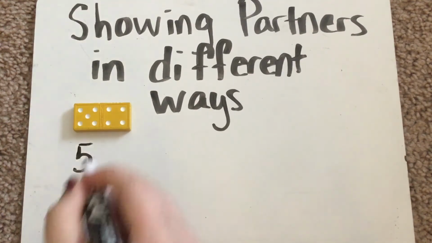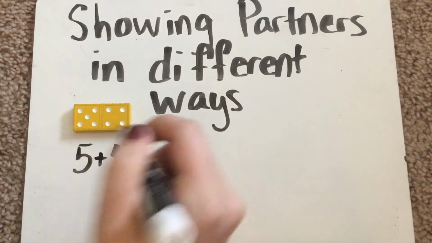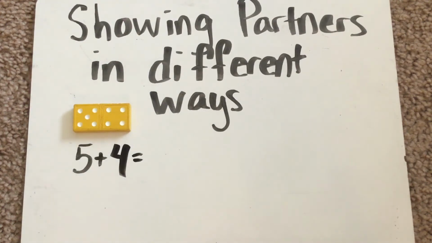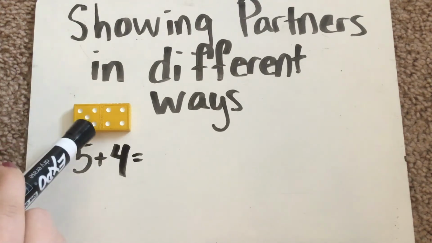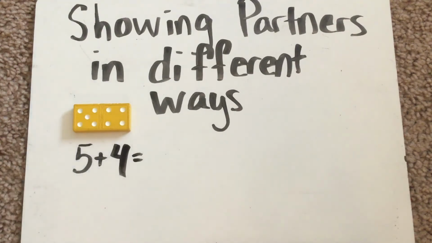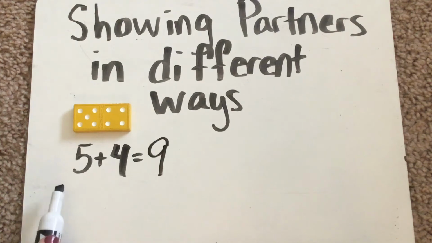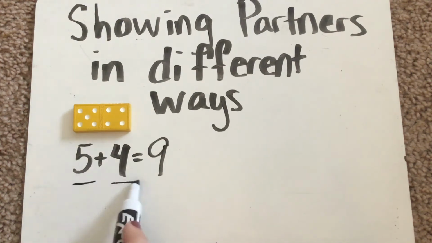5 plus 4 equals, let's count them all up to see how many we have all together. 1, 2, 3, 4, 5, 6, 7, 8, 9. There are 9 altogether. 5 plus 4 equals 9. 5 and 4 are partners of 9. Let's show it in a different way. We can do the number line.